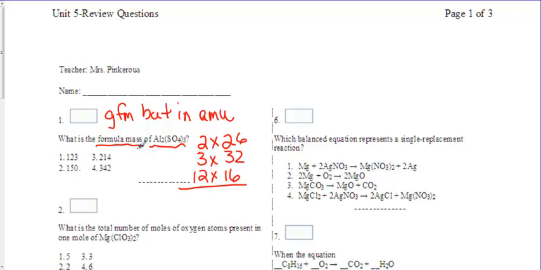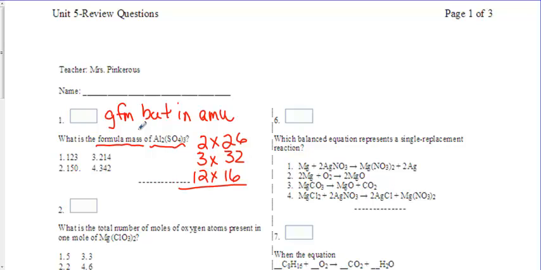First question says, what is the formula mass of aluminum sulfate? Okay, so formula mass, same thing as GFM, but different units. It's in AMU. So we set it up just like this. We have two aluminums, and we round the atomic mass to the whole number. As we see, our numbers are pretty much rounded to whole numbers here. So we have 2 times 26, and then 3 times 32, and 12 times 16.